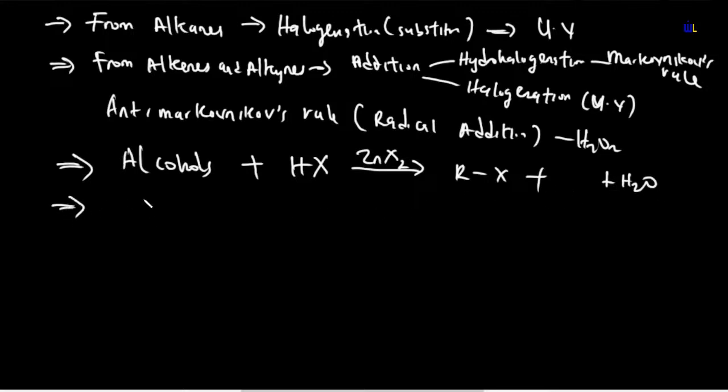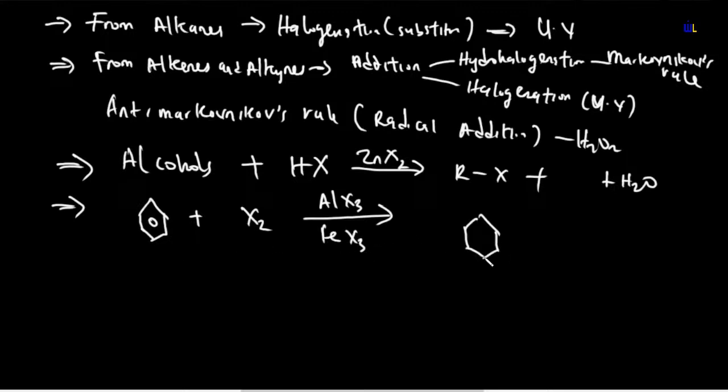Then we went to producing from benzene. So from benzene, if you are reacting X2, the catalyst has to be AlX3 or FeX3. I'm giving you general equations. So once you do that, you produce your ArX plus HX, and this is what we refer to as your aryl halides.